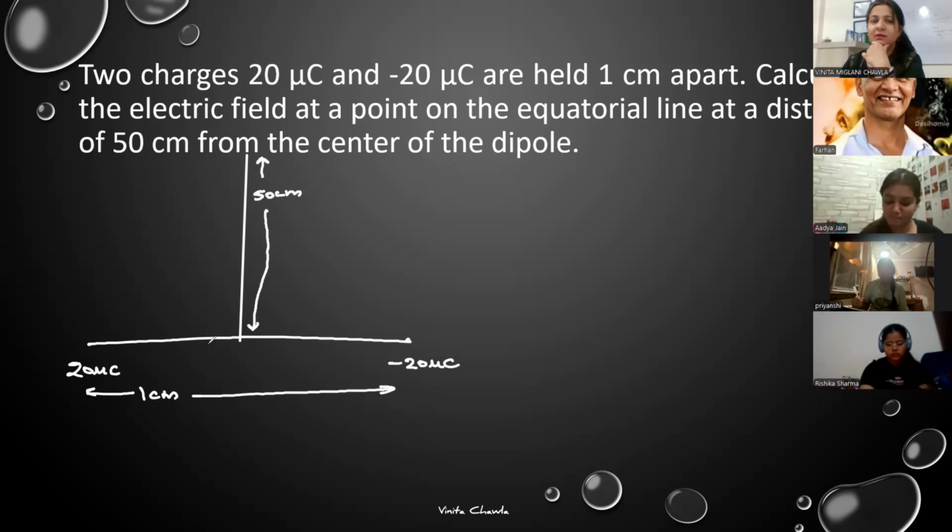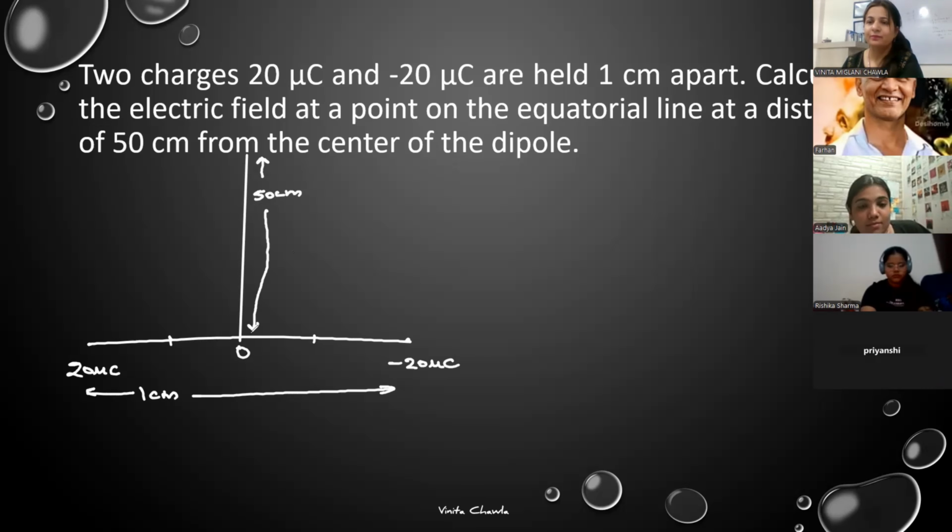So it bisects the dipole. It actually passes through the center of the dipole and is perpendicular on it. Okay? It passes through the center of the dipole and it is perpendicular on it.